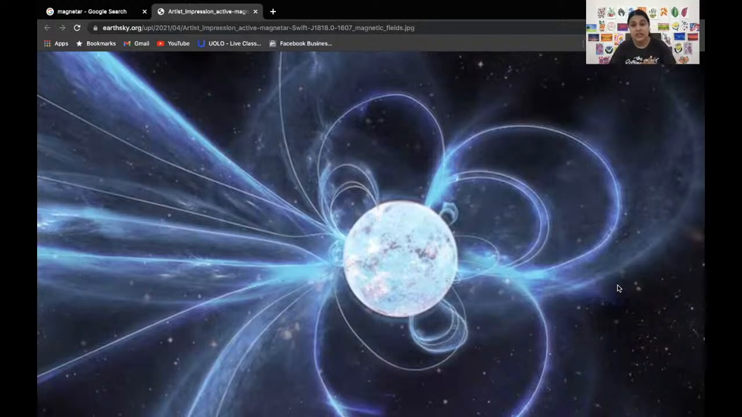Now, if you're comparing it to the Earth, then the magnetar's magnetic force is about 1 trillion times stronger than the Earth. So think about the force that's there. Magnetars are hence very intense, in terms of stars. They are not very subtle or simple or smooth in general.